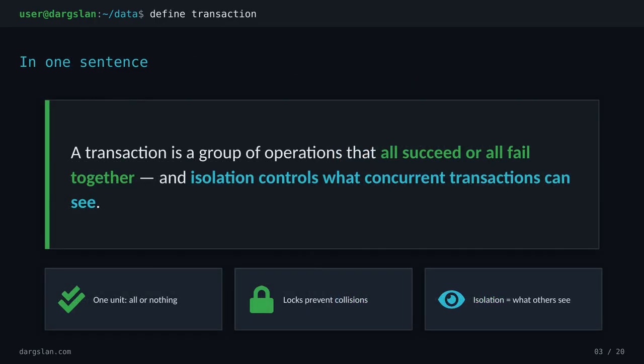So here's the working definition. In one sentence, a transaction is a group of operations that all succeed or all fail together. And isolation controls what concurrent transactions are allowed to see. Three ideas to anchor on. 1. It's a single unit, all or nothing. 2. Locks are what keep concurrent writes from colliding. And 3. Isolation is really a question about visibility. What does one transaction see while another is still in flight? We'll unpack each of those next.